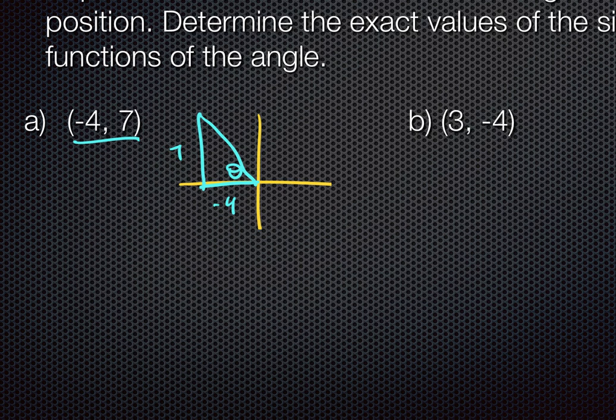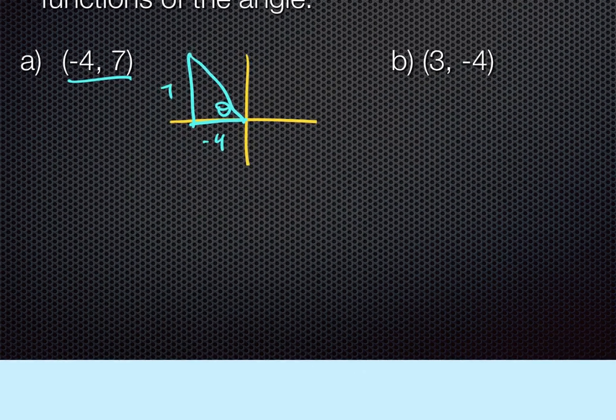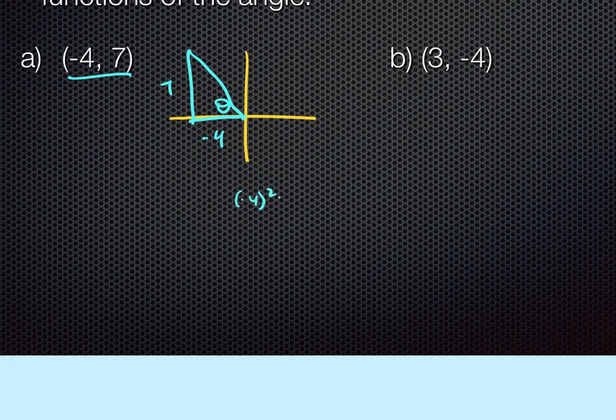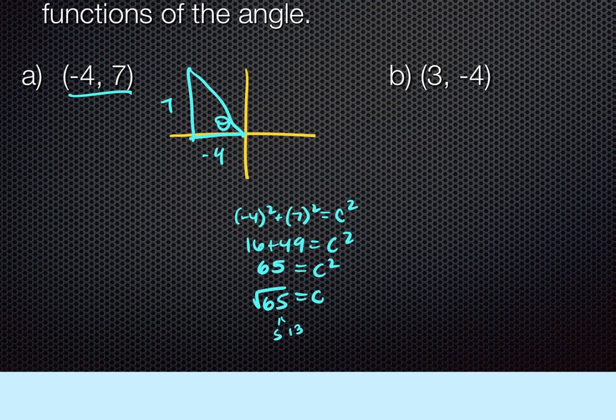Is there a triple with 4 and 7? No. So how do we find that third side? Pythagorean theorem. -4 squared plus 7 squared equals c squared, or x squared, call it what you want, r squared. 16 plus 49 is 65. So c is, and again, normally it'd be plus and minus, but our radius is always positive, positive square root 65, which is 5 times 13. Does not reduce. So it stays as square root 65.